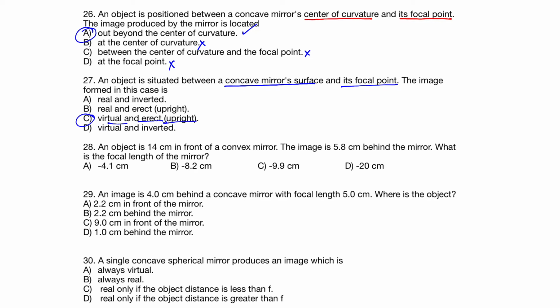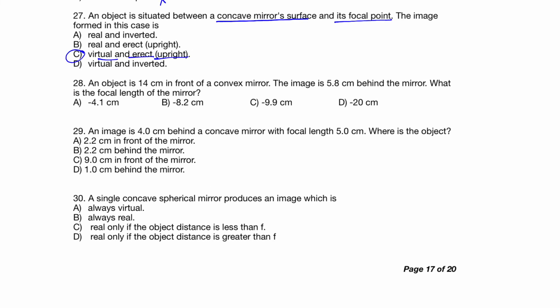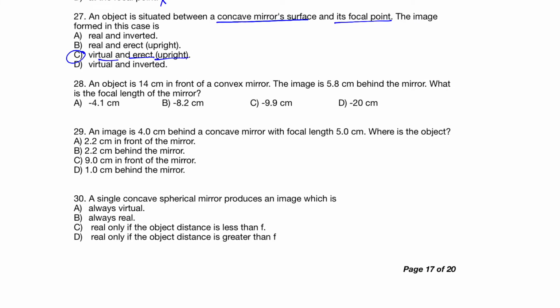Next is solve for number 28. An object is 14 cm in front of a convex mirror. The image is 5.8 cm behind the mirror. What is the focal length of the mirror? So here for number 28, an object is 14 cm. That would be the DO, distance of the object. Image is 5.8 behind the mirror. That would be the DI. However, that is behind, and so that is going to be a virtual image, and that is negative 5.8.